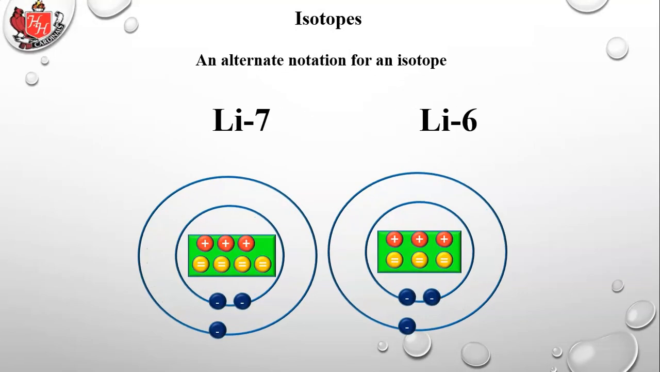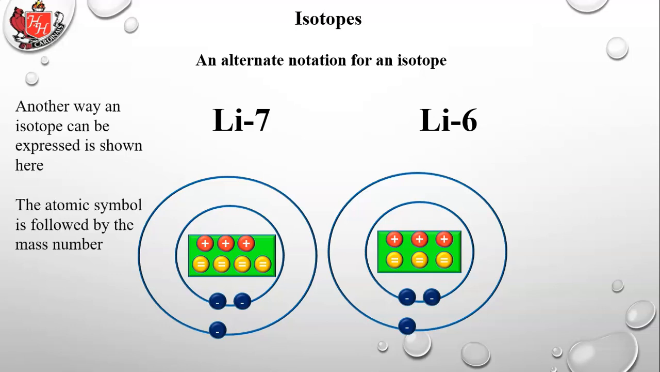So an alternate notation that you saw earlier is Li7 for the lithium with 7 nucleons and Li6 for the lithium with 6 nucleons. That is 3 protons, 3 neutrons. Another way an isotope can be expressed is shown here. The atomic symbol is followed by the mass number.